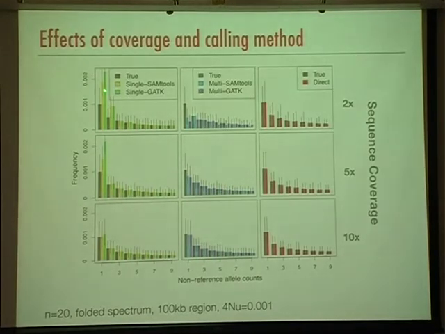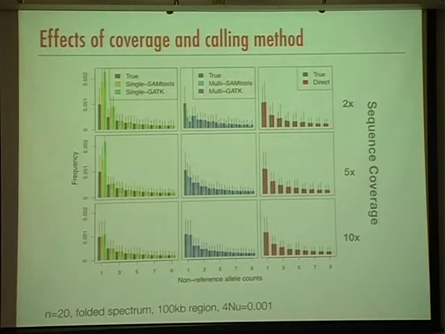And what we see is the single sample callers, relative to the true frequency spectra, shown in gray here, will on average get an excess of singletons. And I should say there are two major methods used for calling genotypes with next-gen sequencing, SAMtools and GATK. And so these single sample callers will overcall singletons.